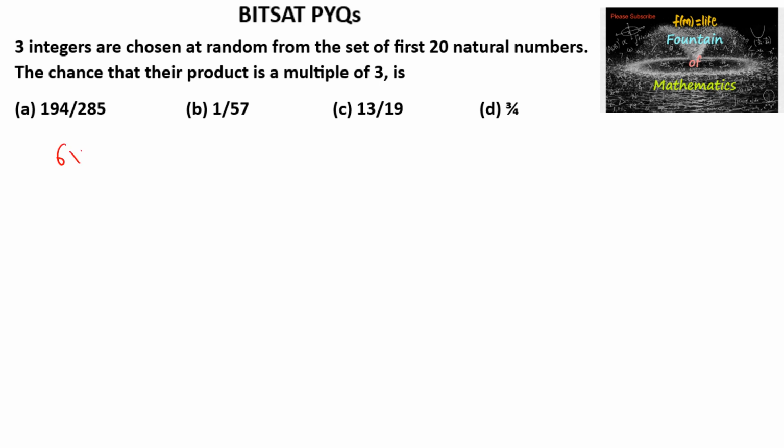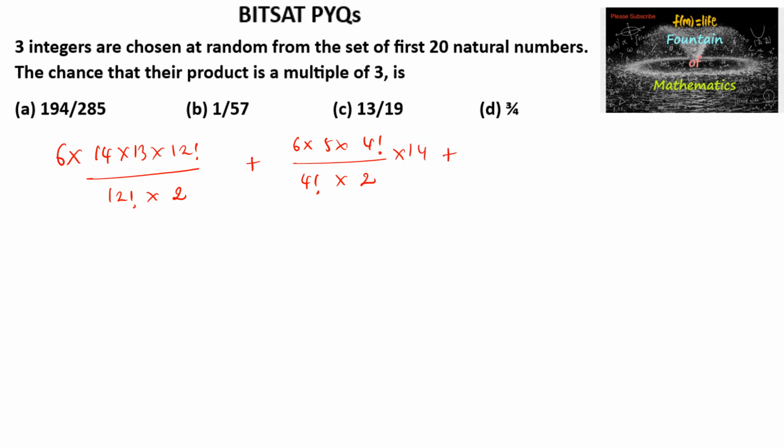We get 6 into 14 factorial, we can write 14 into 13 into 12 factorial upon 12 factorial into 2 factorial is 2, plus 6 factorial can be written as 6 into 5 into 4 factorial upon 4 factorial into 2 factorial, is 2 into 14, and here plus 6 factorial, we can write 6 into 5 into 4 into 3 factorial divided by 3 factorial is 3 into 2 into 1 into 3 factorial, into 1.